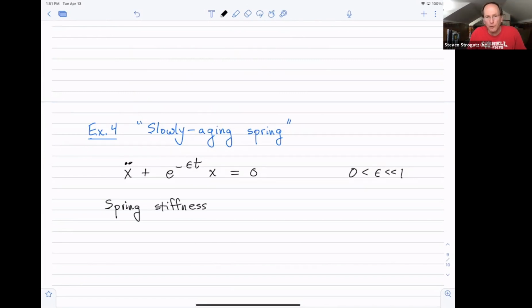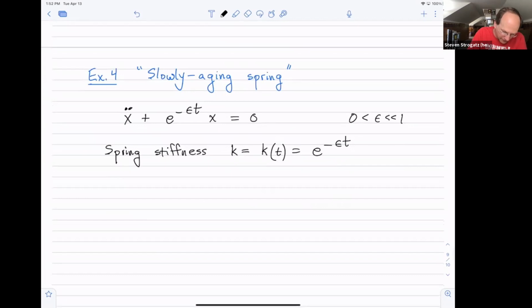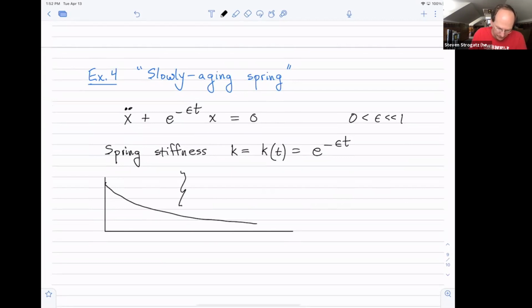I guess I'm setting the mass equal to 1, or I've chosen time scales so that the coefficient of the x double dot is 1. But anyway, the spring stiffness, k, is actually a function of time. This exponentially decaying thing starts out at 1, but then very slowly decays. So I have this slowly decaying spring stiffness.